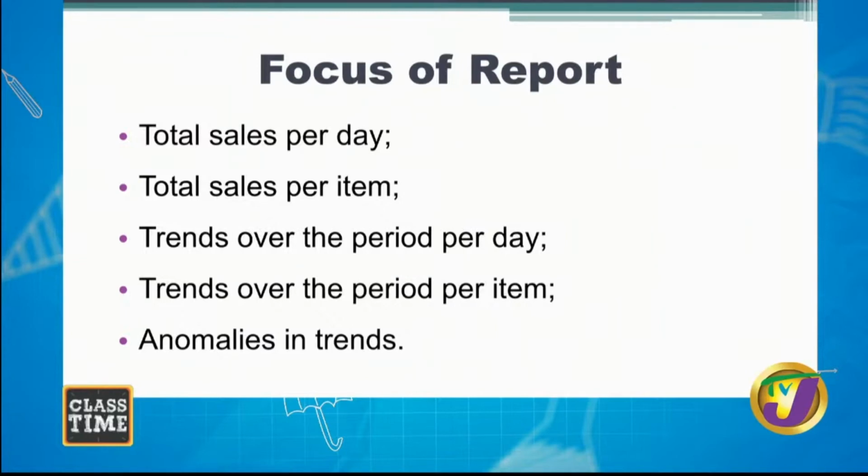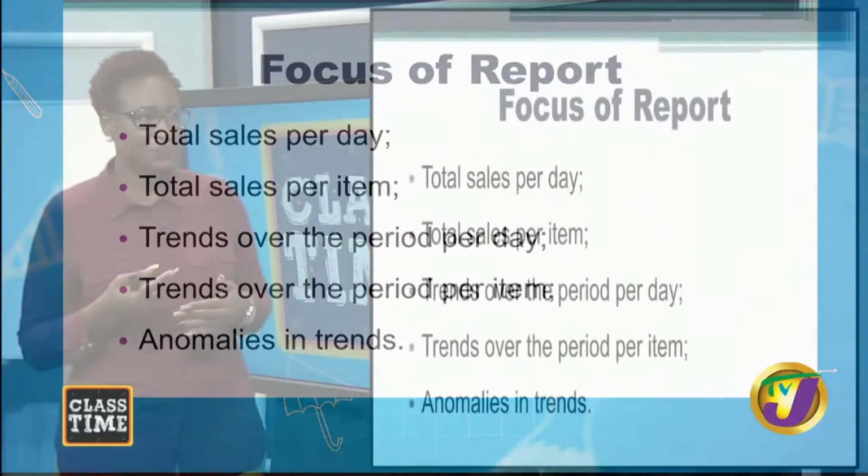Were they going up? Were they going down? Were they fluctuating? You look at the trends over the period per item. So Monday to Saturday for chicken, well, there are 3 different types of chicken: fried chicken, curried chicken, and baked chicken. So you look at those trends. What was going on for each one? What was going on with the trend for the fish? And of course, you look at the anomalies in the trend. So you're going to highlight those significant figures.